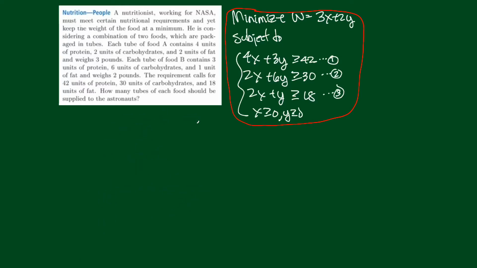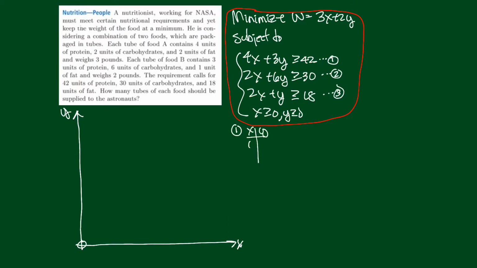Okay, so let's draw kind of long axes here. So let's see, here's our y-axis, our x-axis, and our origin right here. So let's make tables for each one of these. For number 1, x and y. Let x equal 0. Now, when x is 0 in number 1, that goes out, you get 3y equals 42. So y is 14, right? 42 divided by 3 is 14.